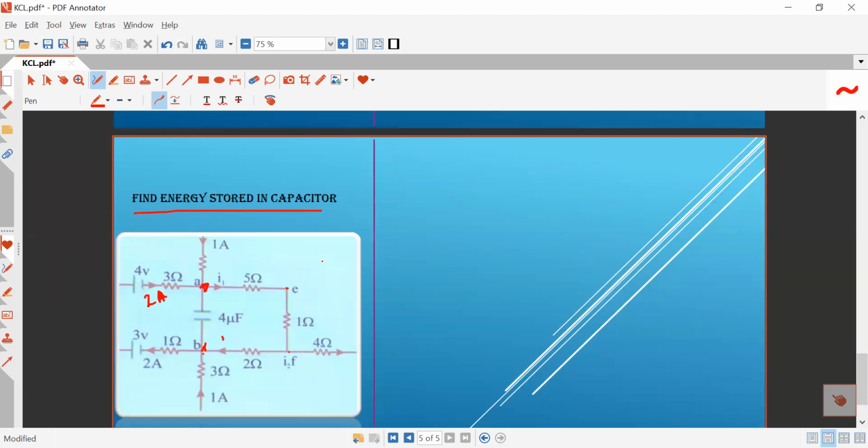How will you determine? This is a circuit and the question is: find the energy stored in this capacitor. How will you determine the energy stored in this capacitor? Energy stored in the capacitor is given by the equation half CV square, where V is the potential difference across the capacitor. So for this problem, the main task is to determine the potential difference between A and B. Because the capacitor is connected between A and B, you will have to determine the potential difference across the capacitor. It means you will have to determine VA minus VB.